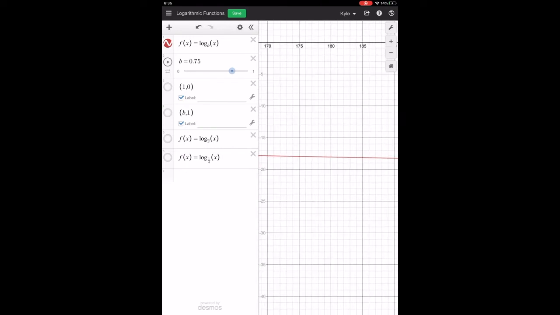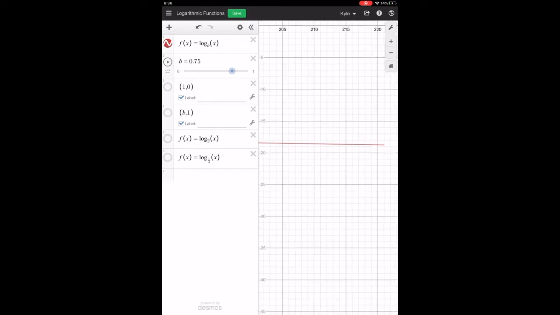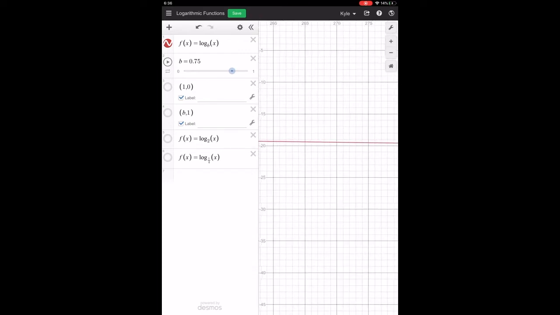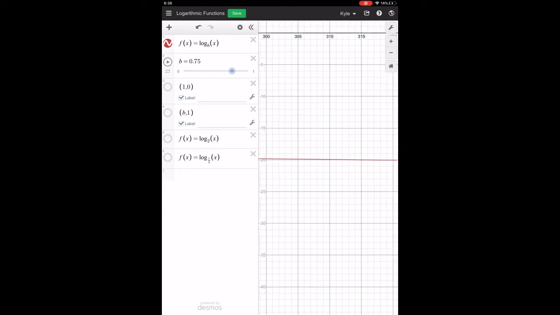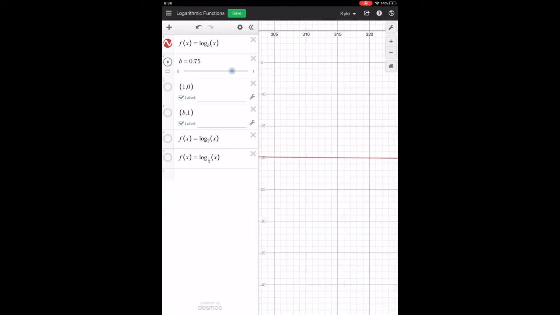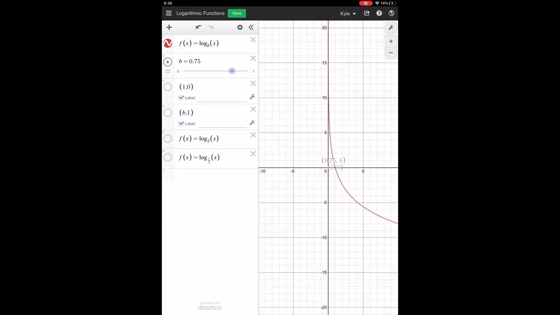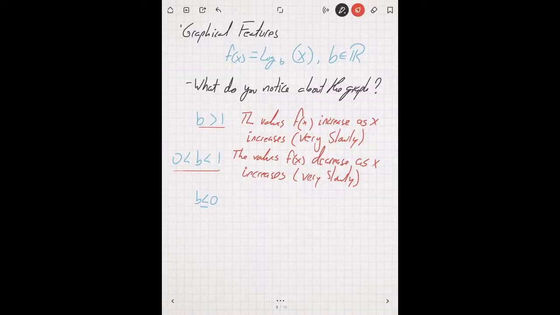I'm over here in like the 175 area, and we're only down by like 17 units. And I keep moving out, I keep moving out, I keep moving out. Finally, I'm down another about 20, and I'm in the 300s. So we can see here, as exponents were able to grow rapidly, logarithms tend to decrease very slowly, or increase very slowly.